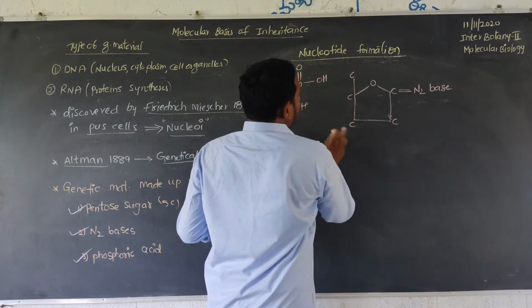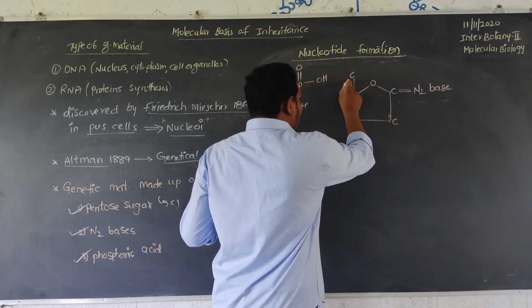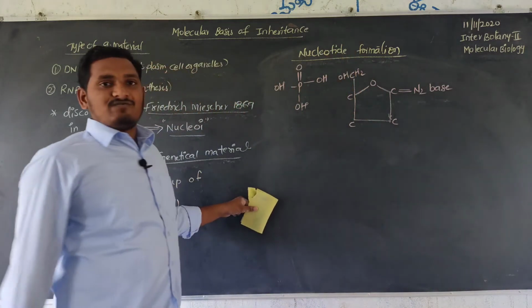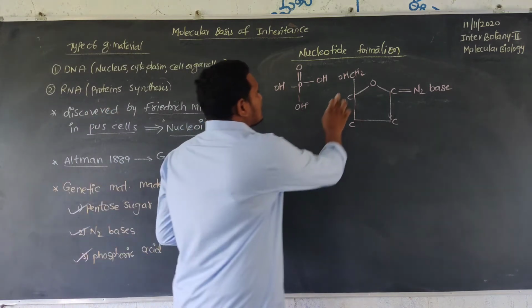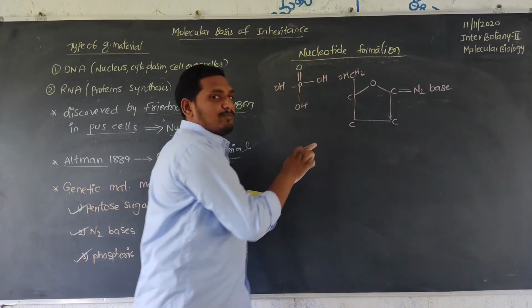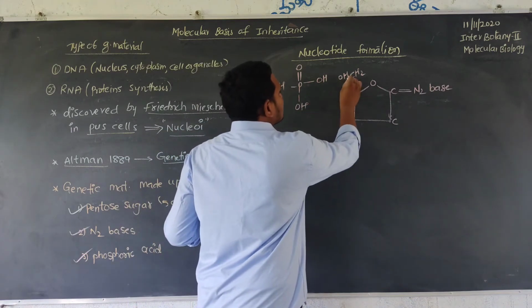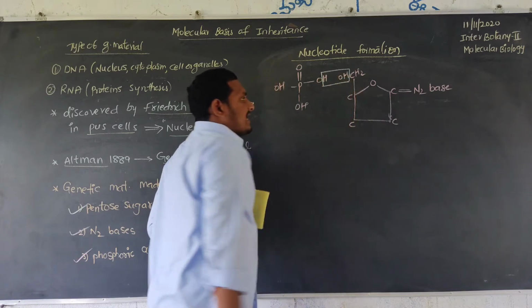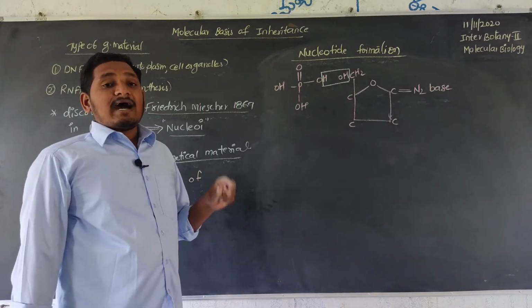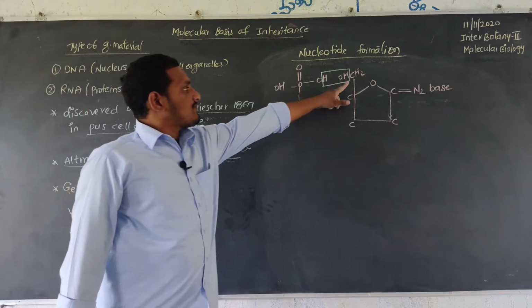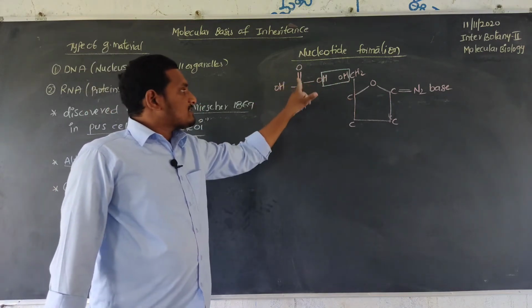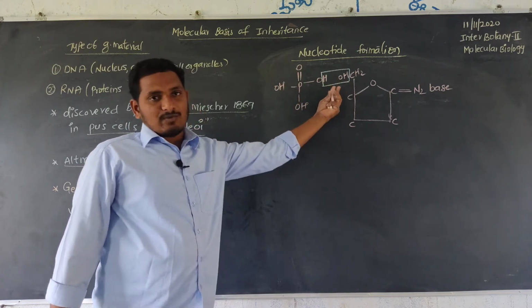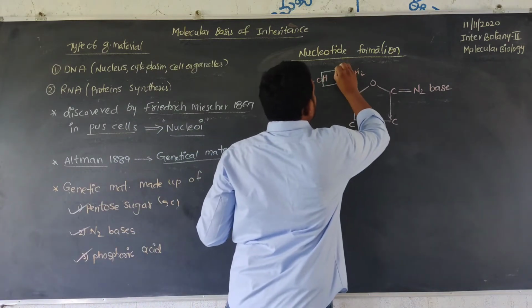So here, at the fifth carbon, CH2OH is freely attached. This OH binds with phosphoric acid. Phosphoric acid is attached to the fifth carbon. This is phosphoric acid, and the pentose sugar attached at the fifth carbon reacts with it to release a water molecule.